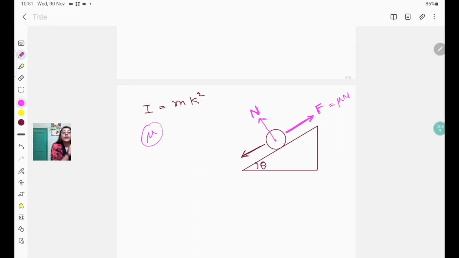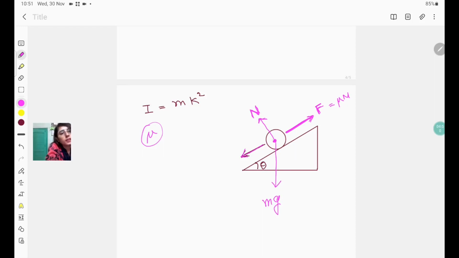Now, the body is rolling down along this direction, that is downwards. The weight of this body will act along this direction, right? mg, and g is the acceleration due to gravity, so mg is acting along this direction.